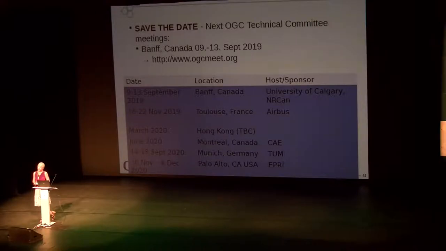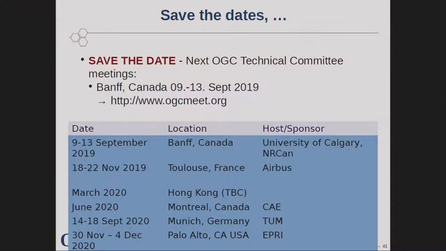If you want to get engaged or learn more or see how the OGC works, we have so-called technical committee meetings. This is when the members come together and work in the working groups. It's also about networking. Here you have the list of upcoming events. We are in Banff in Canada in September, in Toulouse in France in December, then Hong Kong in March, Montreal in June, and then Munich in September. That's just the week before the Oktoberfest. So if you want to go to the Oktoberfest, make sure you are there a week earlier to come to the OGC meeting.